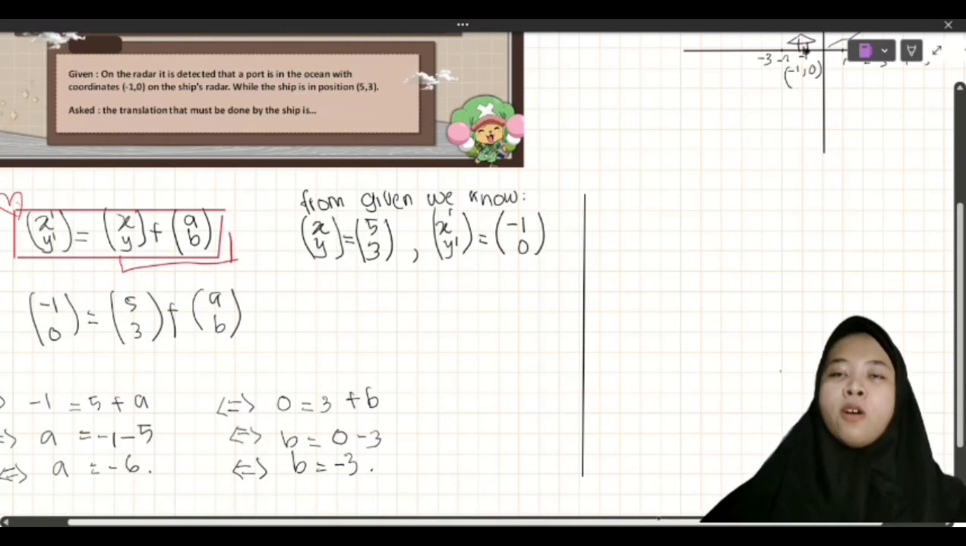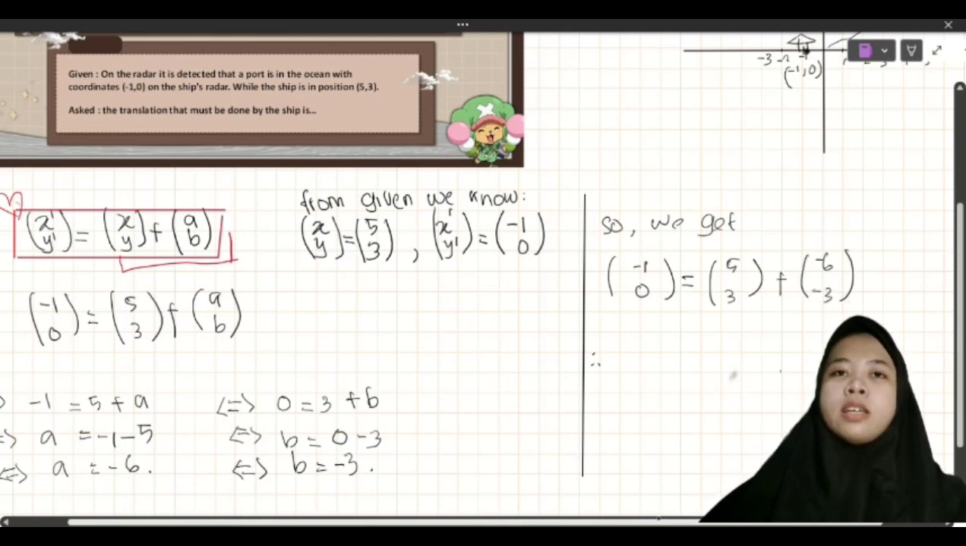We rewrite the formula of the translation and add the values of a and b we found before. So we rewrite it as -1,0 equals 5,3 plus -6, -3. Therefore, the translation that must be done by the ship is -6, -3.